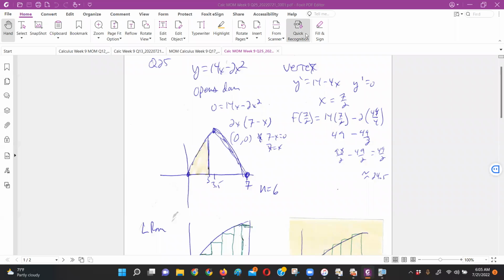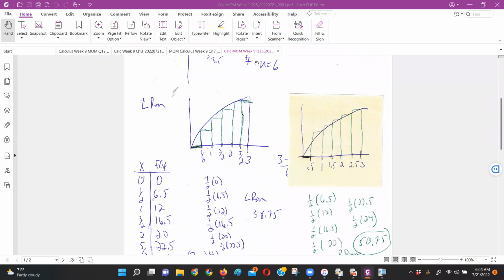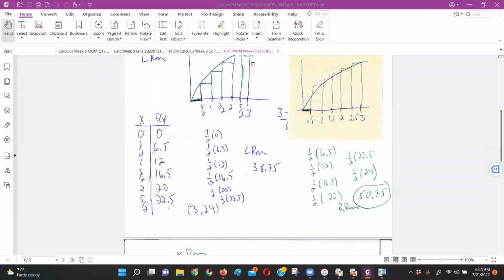Okay, so I took those numbers off my calculator and I wrote them in my table. I also decided to save myself a step. I just scrolled down a little bit more and grabbed the y value for when x equals 3. We don't use it for the LRAM, but we'll use it for the RRAM.